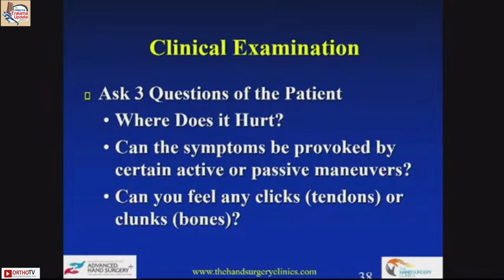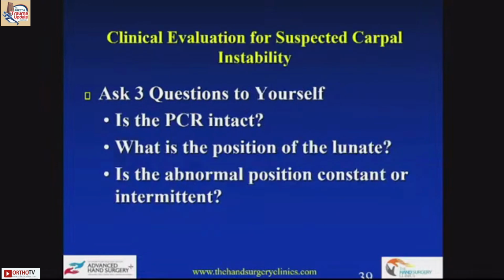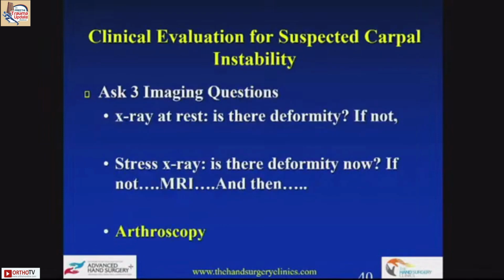When you are presented with a case of a scapholunate ligament injury, we tend to ask three questions of the patient: where does it hurt? Can the symptoms be provoked by active or passive maneuvers? And do they experience any clicks or clunks? And then you ask three questions of yourself: is the proximal carpal row intact? What is the position of the lunate? And is the abnormal position intermittent or constant?